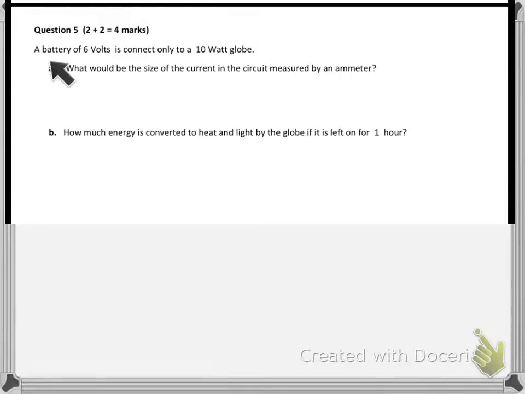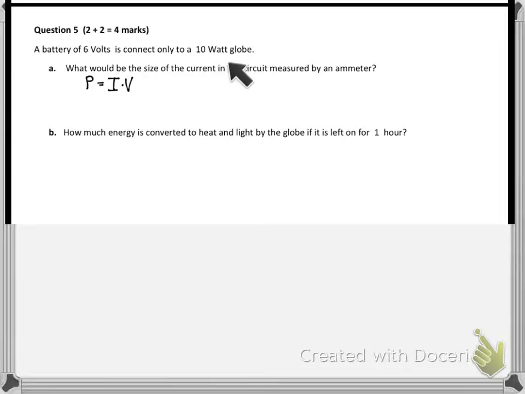Okay, next question. A battery of 6 volts is connected only to a 10 watt globe. What would be the size of the current in the circuit measured by an ammeter? Alright, well, let's think about that.